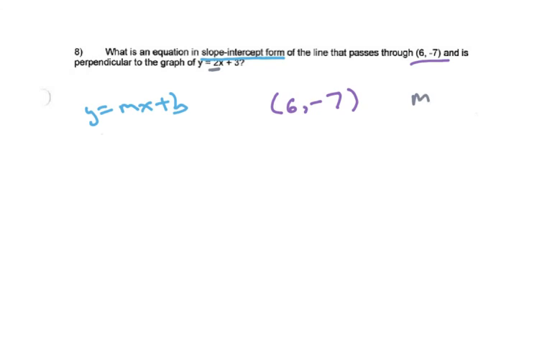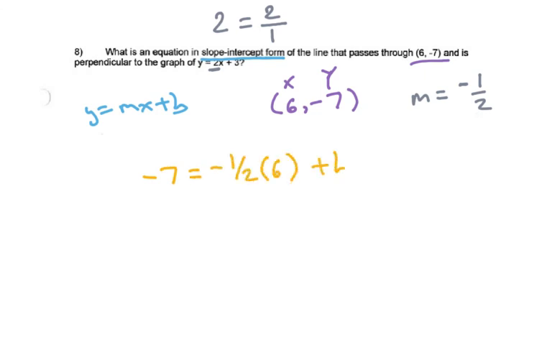And if it's perpendicular, notice the slope here is 2. So the perpendicular is going to be opposite reciprocal, which is negative 1/2. Recall, 2 is the same thing, if we want to write it as a fraction, as 2 over 1. Okay? So now we're just going to substitute it back in. And at this point, I hope this step is second nature to you. So it's going to be negative 7 equals negative 1/2 times 6 plus b.